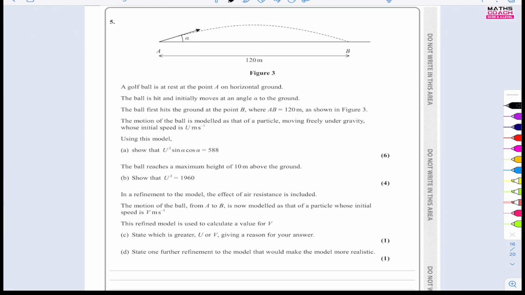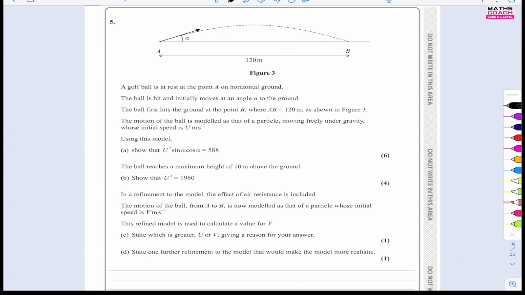All right, question 5. A golf ball is at rest at the point A on the horizontal ground. The ball is hit and initially moves at an angle alpha to the ground. The ball first hits the ground at the point B, where A to B is 120 meters, as shown in the figure. The motion of the ball is modeled as that of a particle moving freely under gravity, whose initial speed is u meters per second. Using this model, show the following.